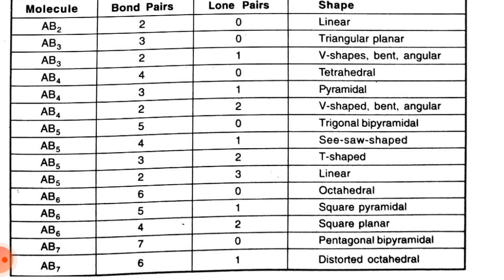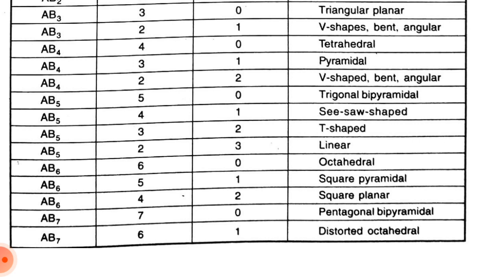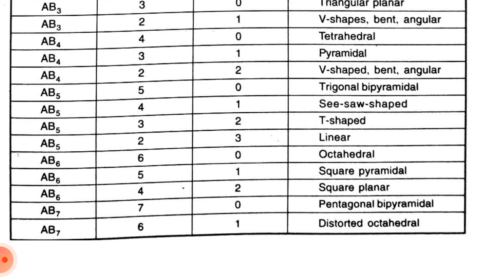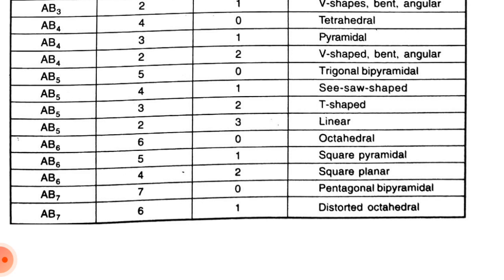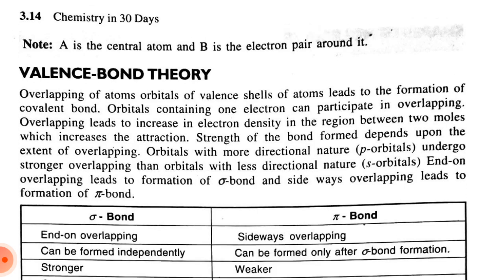Molecule AB6, bond pair 6, lone pair 0, shape is octahedral. AB6, bond pair 5, lone pair 1, shape is square pyramidal. AB6, bond pair 4, lone pair 2, square planar. Molecule AB7, bond pair 7, lone pair 0, pentagonal bipyramidal. AB7, bond pair 6, lone pair 1, distorted octahedral shape. Note: A is the central atom and B is the electron pair around it.